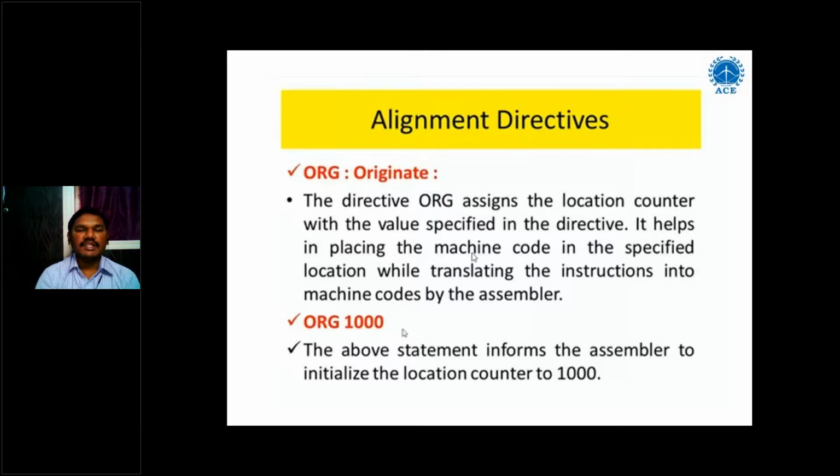It helps in placing the machine code in a specified location while translating instructions into machine codes by the assembler. So from where, and at which location, do I have to start? If you don't initialize with some address, then by default it will take some default location in the code segment. But if you want to start with some known address, that is done by using the ORG address.